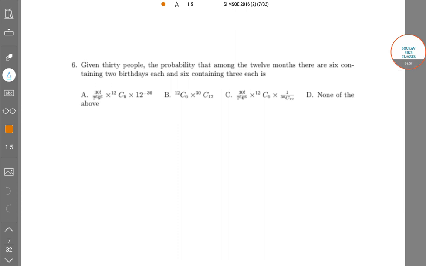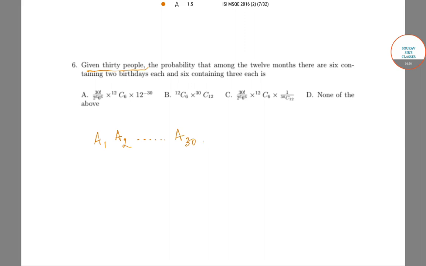This problem will be solved by using a combinatorial argument. It asks for the probability that among the 12 months there are 6 containing 2 birthdays each and 6 containing 3 each in a group of 30 people. So my argument is as follows. Let us say the people are arranged A1 to A30 in the increasing order of their birthdays.